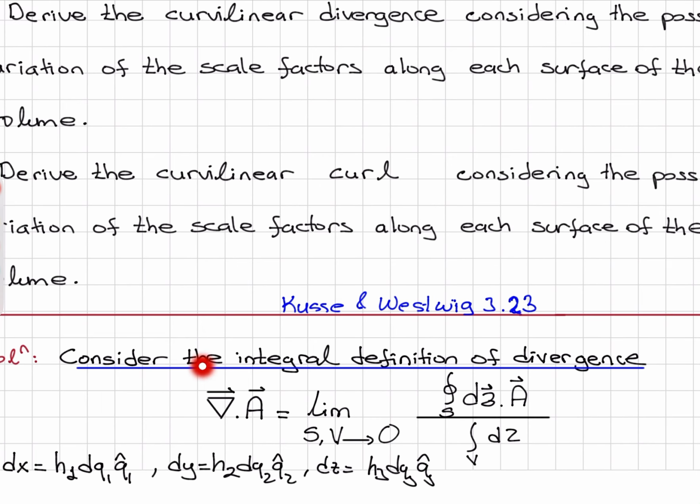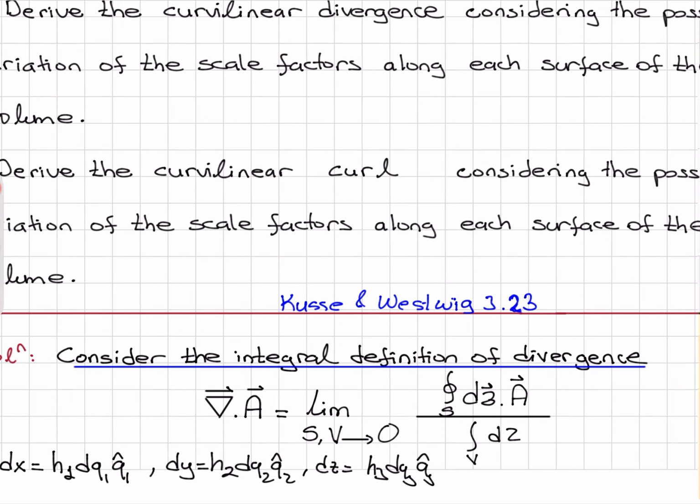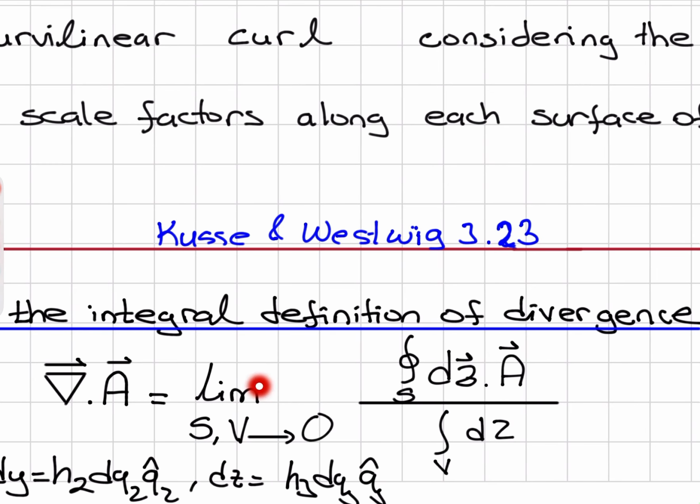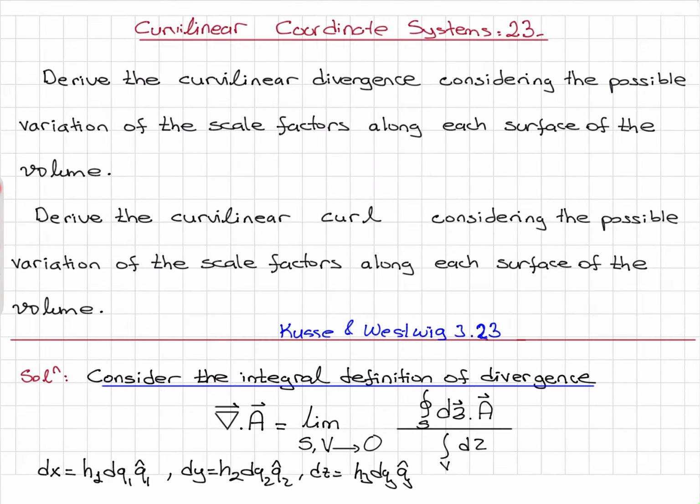Now, if we consider the integral definition of divergence, the divergence of vector A is the limit as S, the area, and V, the volume, go to 0, of the ratio of the two integrals: the closed surface integral of d sigma dot A, divided by the volume integral d tau. Now, what is this volume integral d tau?